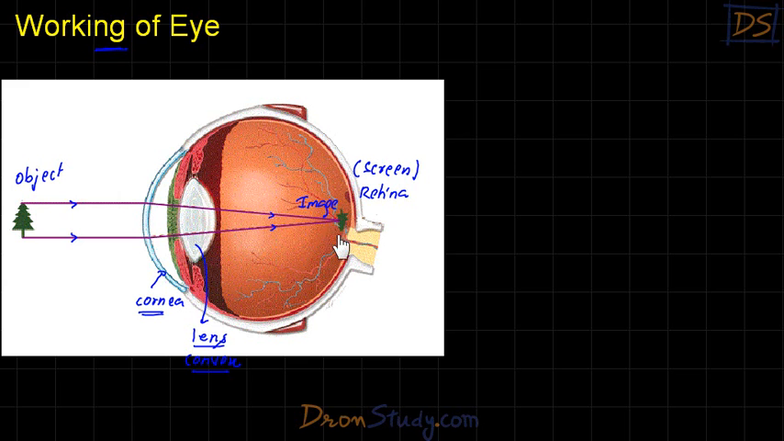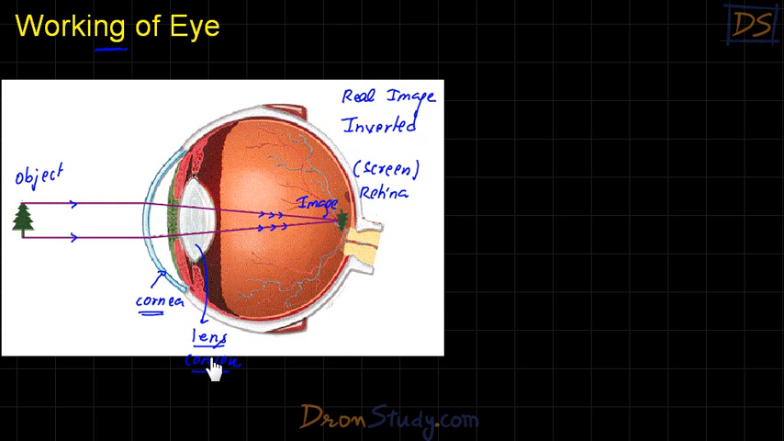Now students, tell me, is this image real or virtual? What do you think, students? Is this a real image or a virtual image? This is clearly a real image. Why, students? Because you can see the light rays are actually meeting here. So it is a real image. And the image is inverted. As I've drawn here, this image is inverted.